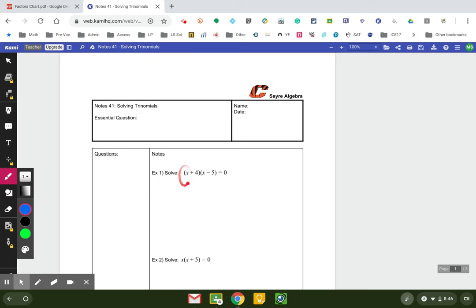In other words, find out what x needs to be in order for this whole thing to be equal to 0. So a couple things to note. There's two parentheses, so you're going to have two answers. All right. And so here we go. So this is what you're going to do. You're going to split it into two problems. And you're going to do x plus 4 equals 0 and x minus 5 equals 0.